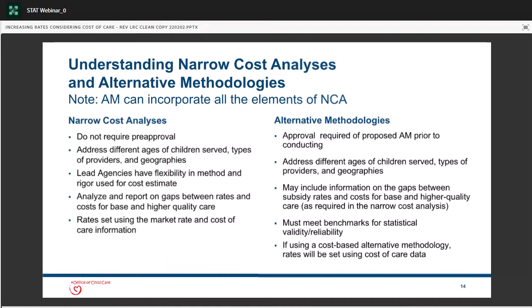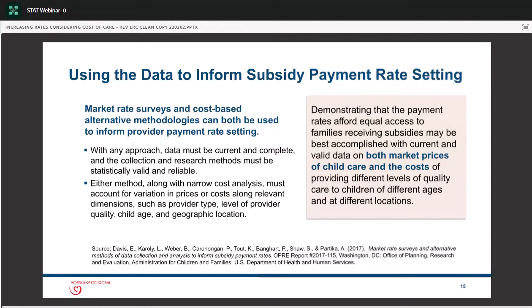We'll address this in more detail later in the presentation. However, though I said a few moments ago that they are typically different efforts, it is possible, as noted at the top of the slide, to incorporate the expectations of a narrow cost analysis within the alternative methodology approach. In other words, if the alternative methodology includes that analysis that gauges the gap between your subsidy rates at both the base level costs and costs for supporting higher levels of quality, then that would also satisfy the requirement to conduct the narrow cost analysis. Next slide, please.